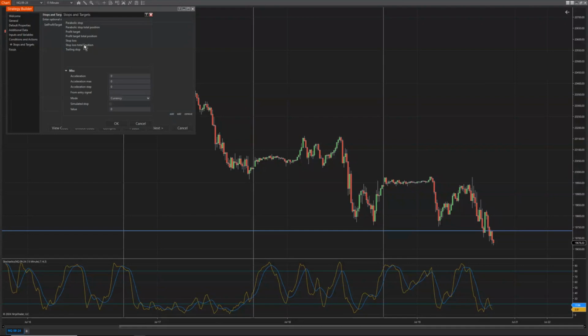And then we want a stop loss, entry signal long. We'll just make this a 1-to-1 risk reward, and we'll do the same thing for shorts. Profit target from entry signal short.